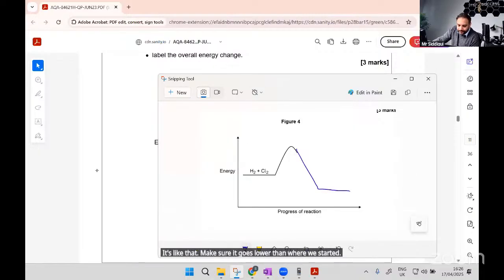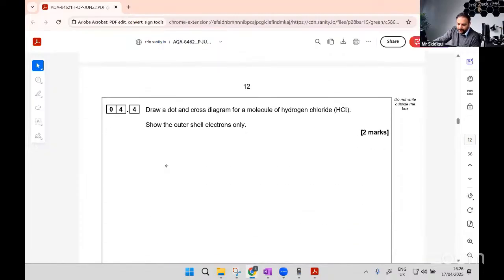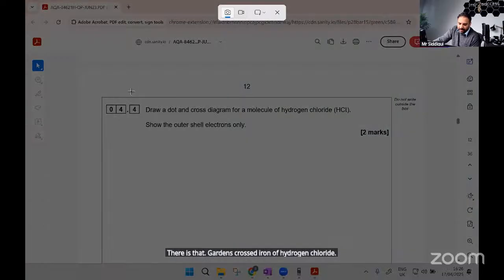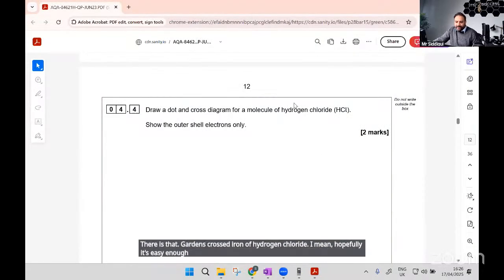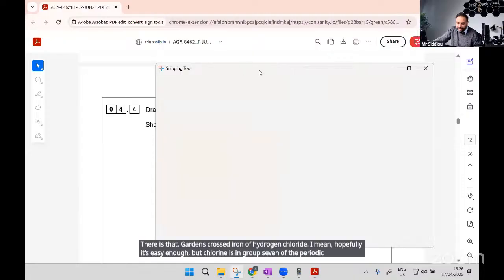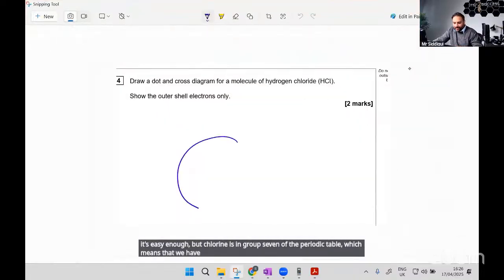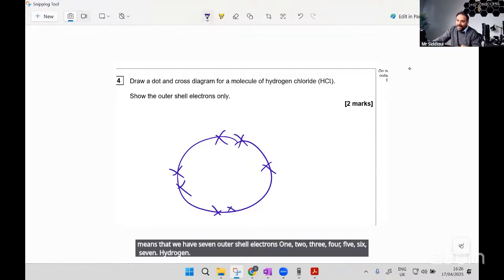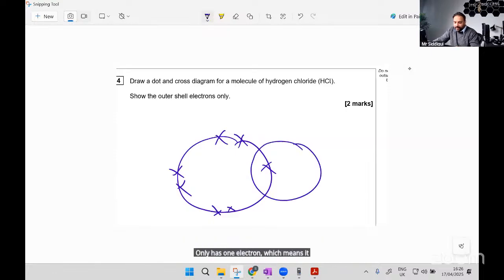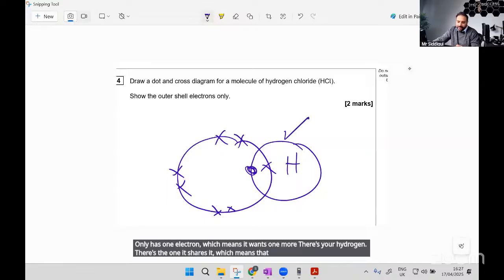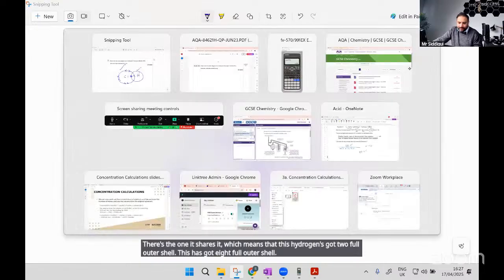There is that dot and cross diagram of hydrogen chloride. I mean, hopefully it's easy enough. But chlorine is in group 7 of the periodic table, which means that we have 7 outer shell electrons: 1, 2, 3, 4, 5, 6, 7. Hydrogen only has 1 electron, which means it wants 1 more. There's your hydrogen. There's the 1. It shares it, which means that this hydrogen's got 2 full outer shell. This has got 8 full outer shell. Hydrogen chloride drawn.